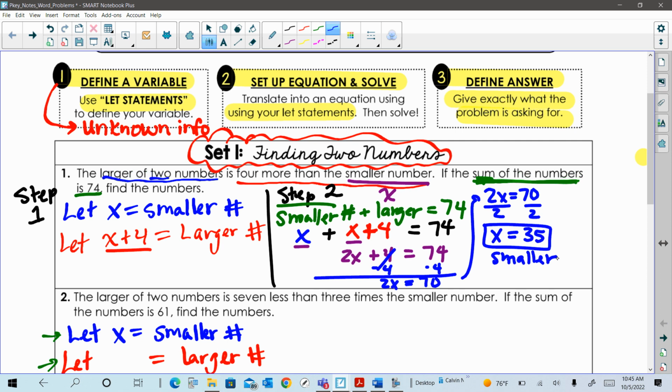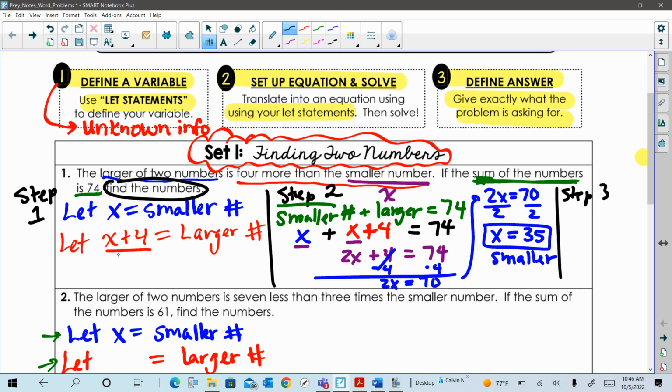So step 3 basically says give exactly what the problem is asking for. For step 3, they want us to find the numbers. They mean both numbers, okay? So if I know 35 is the smaller number, what am I going to have to do to get the larger number? Yeah, plug this back in.